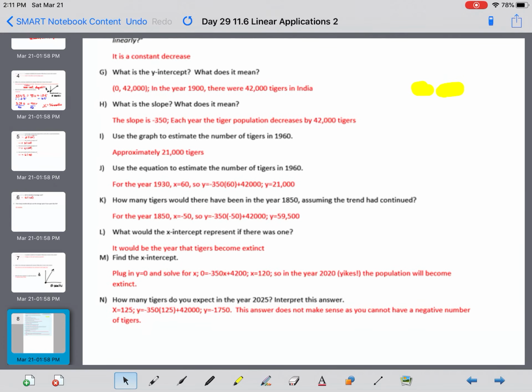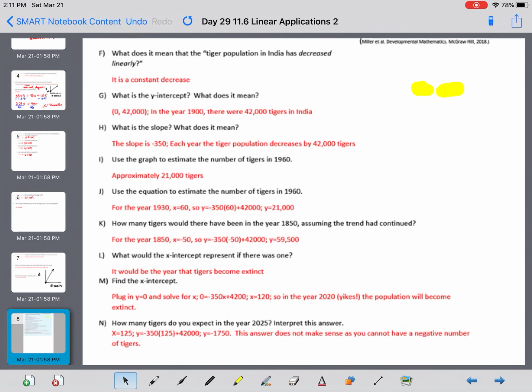Going through, hopefully everything else was kind of okay. Looking at I and J, for example, using the graph to estimate the number of tigers. The graph is always a great place just to get a ballpark figure. When I was looking at it, I thought it was about 21,000 tigers, as long as you were close there, because we don't know for sure just based on the graph. So I just approximated there.